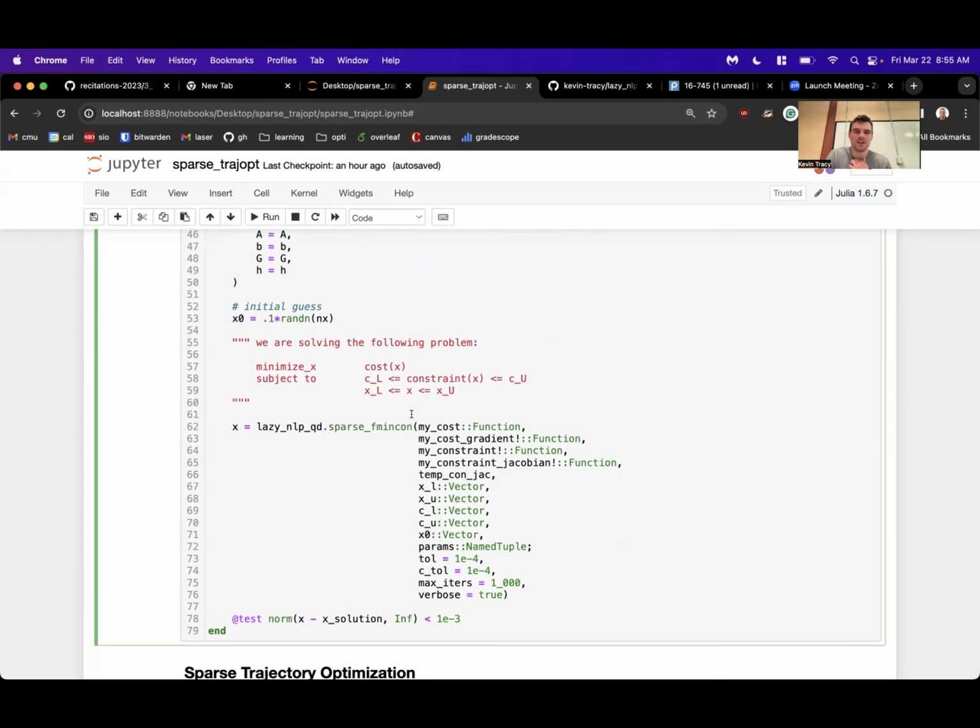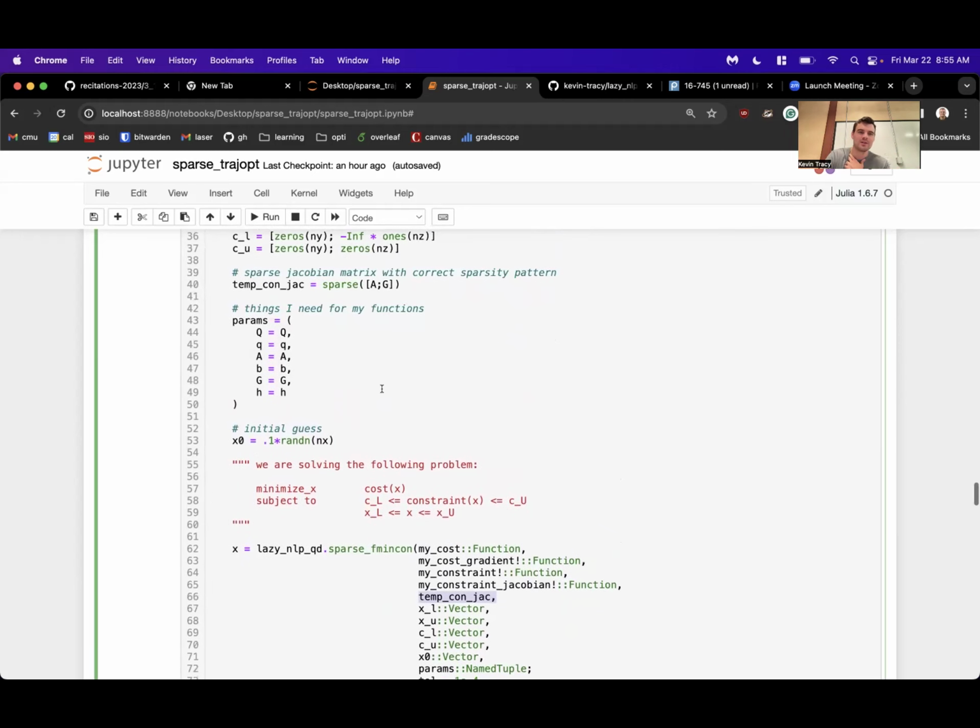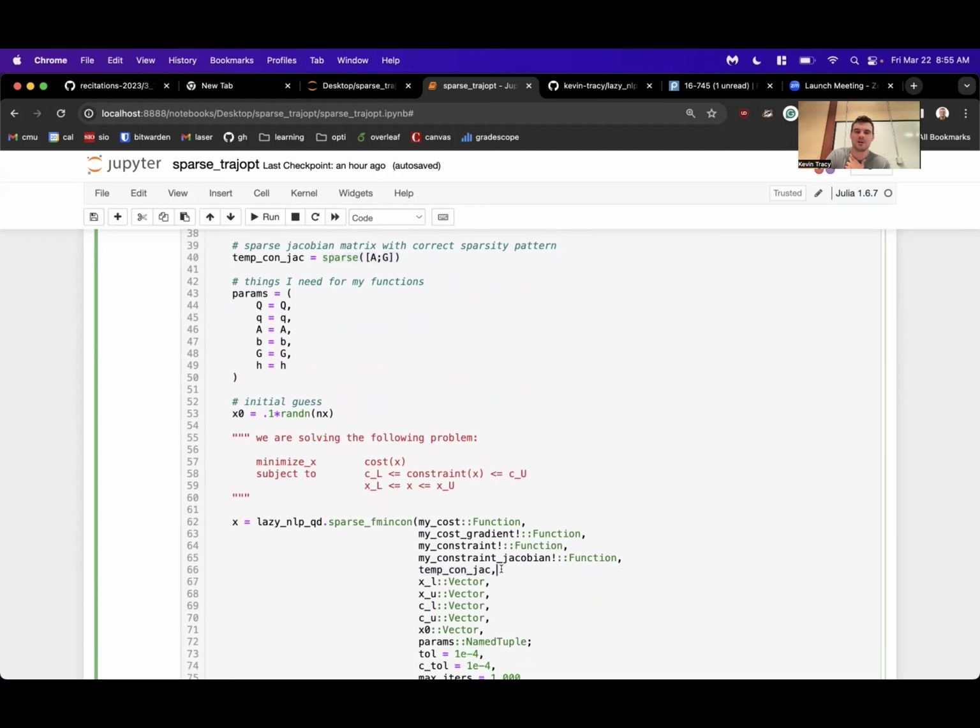And then the way I feed it is I feed it cost gradient, constraint Jacobian, and then I feed it the ideal structure of what my sparse Jacobian looks like. So just compute it once, get the sparsity pattern, and just feed me an example Jacobian. Just give me any example of this.